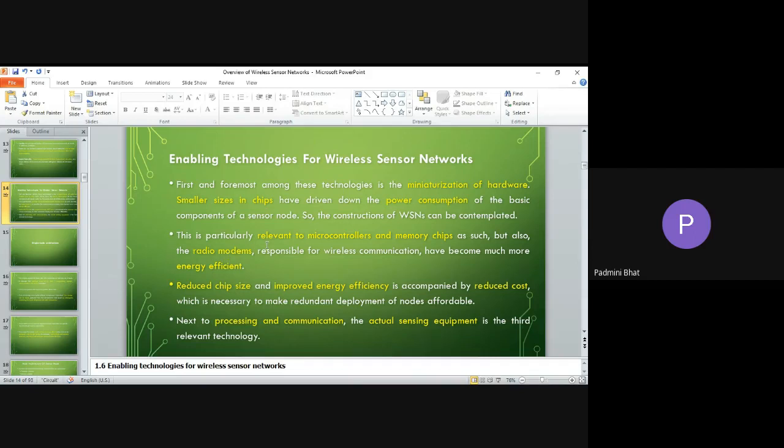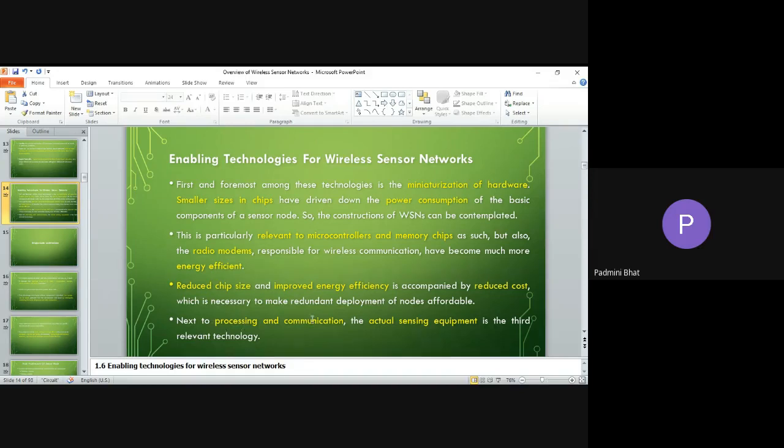The smaller size is relevant to microcontrollers and memory chips, but also radio modems, which are responsible for wireless communication, have become much more energy efficient. One of the major reasons for energy efficiency is the reduced chip size. In turn, it reduces the cost also. Sometimes we say the initial cost is high but later becomes low, but on the whole the cost is reduced once the technology comes into the market.